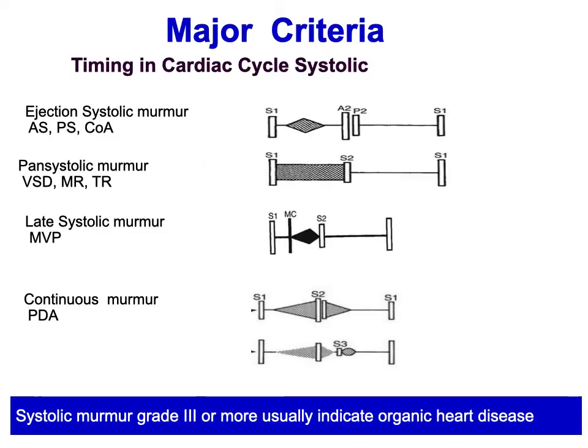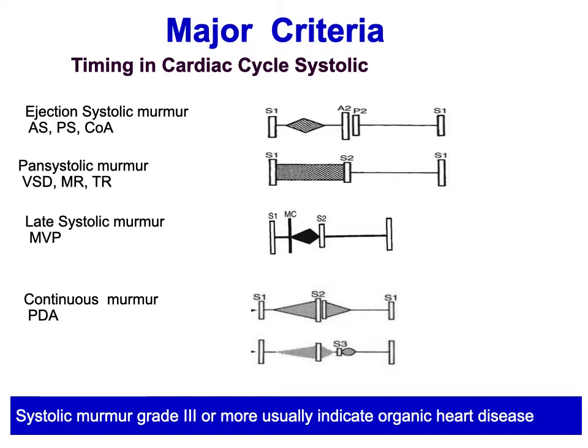After localization, we should consider the timing in the cardiac cycle. That means first, whether it is systolic or diastolic, and second, if it is systolic, what is the exact timing in systole where the murmur is most prominent, which gives a clue to the diagnosis. As we all know by now, a systolic murmur of grade 3 or more usually indicates organic heart disease. We'll go to the gradation of murmur in the next few slides.